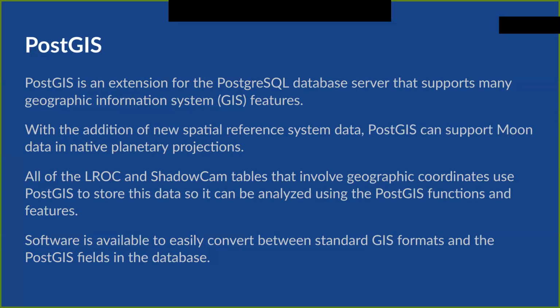We also have loaded into Postgres an extension called PostGIS. And so this basically gives a lot of geographic information system features to Postgres. And we added to that new spatial reference system data, which allows PostGIS to support moon data and native planetary projections. So as you can imagine, with all the moon maps and other data we have, it's really nice to be able to have these GIS features directly in the database.